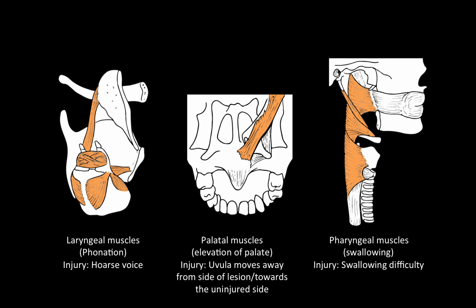If you hurt the nucleus ambiguus, then you can denervate these pharyngeal muscles on one side and have difficulty swallowing. Okay, as we mentioned before, this injury causing difficulty swallowing is very significant.